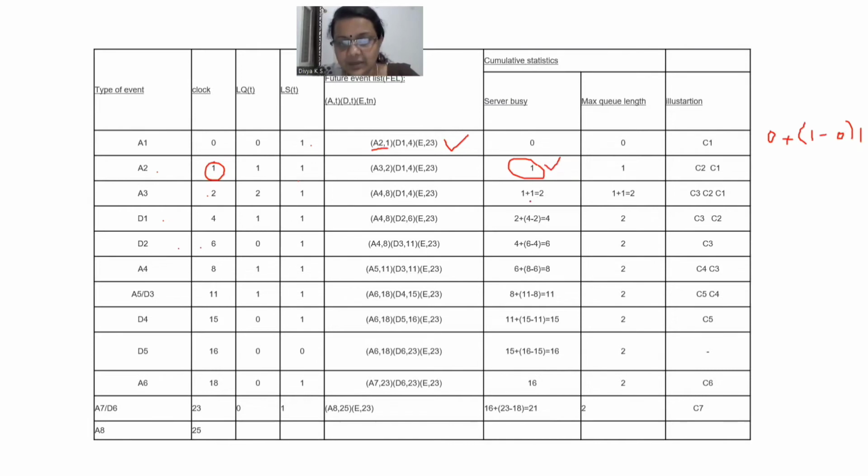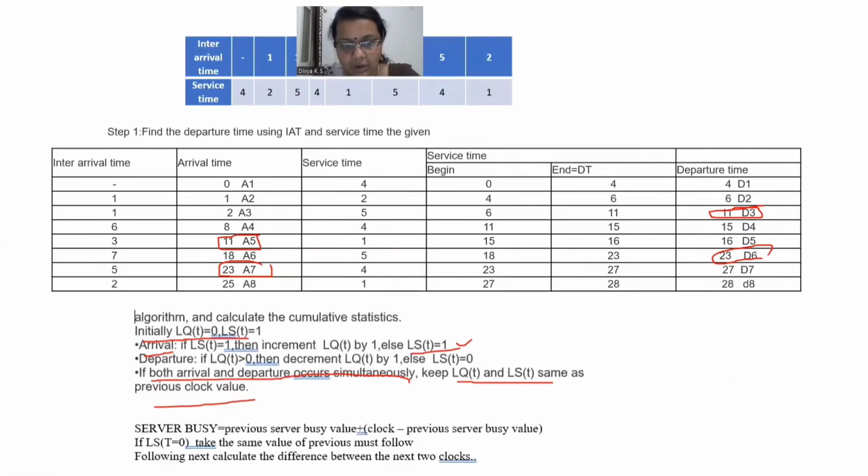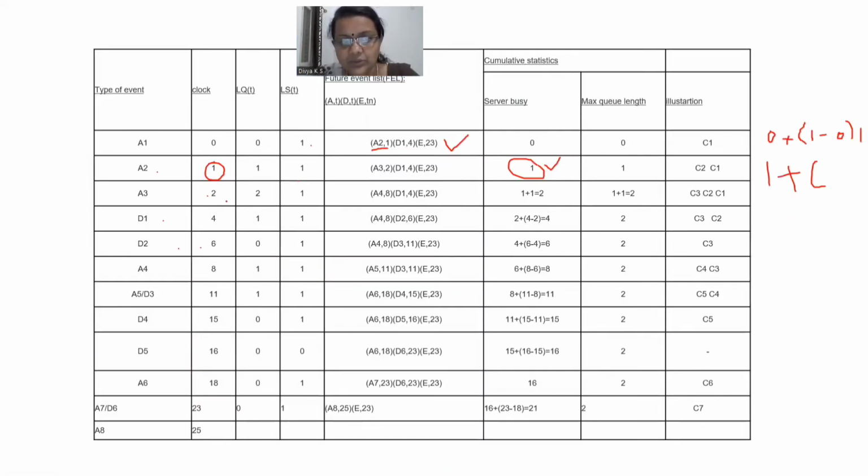Next, how to calculate this? Tell me again the formula. What is the formula? Previous server busy value. What is the previous server busy value? 1. So 1 plus clock minus previous server busy value. Clock is 2, right? So 2 minus the previous server busy value, 1. So 1 plus 1 is 2.